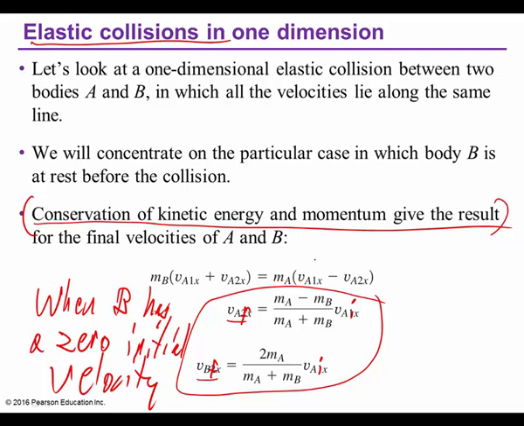In other words, let's say we've got a bowling ball that is going to collide with a beach ball. The bowling ball is moving with a velocity of 2 meters per second to the east, and that's the initial velocity. The initial velocity of the beach ball is 0 meters per second. This is A, this is B. That's the only time you can use those equations.